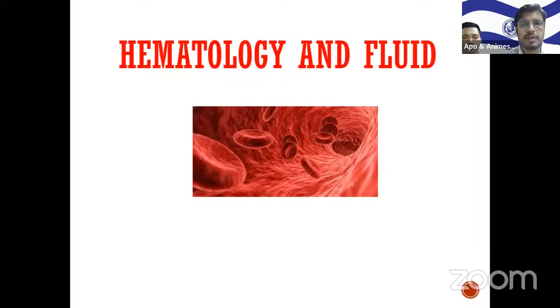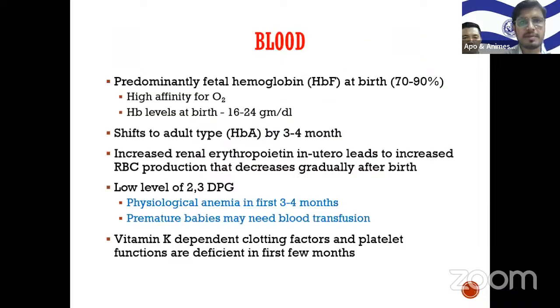Next is hematology and fluid. As far as blood is concerned, they have predominantly fetal hemoglobin at birth. Around 70 to 90% of the hemoglobin is of HbF type. This HbF, or fetal hemoglobin, has a higher affinity for oxygen, and so it has a left shift in the oxygen dissociation curve. Hemoglobin levels at birth are quite high, 16 to 24 gram percent, and this HbF shifts to adult type HbA by around 3 to 4 months of age.